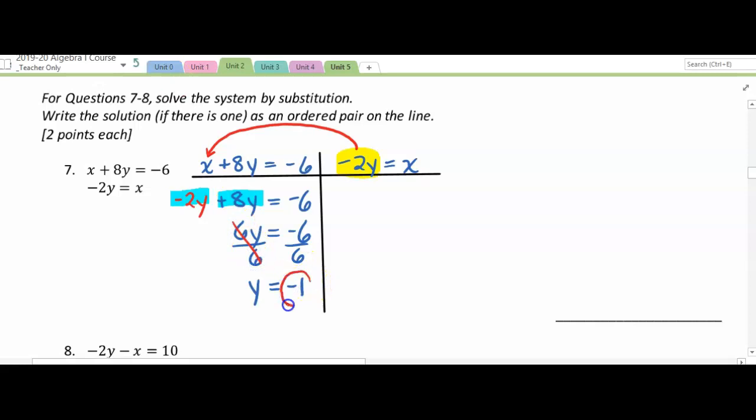I'm going to take this answer and substitute it back on the other side. Negative 2 times y equals x. But what am I substituting? Negative 1. Negative 2 times negative 1 is positive 2. So now I have my ordered pair. x is 2, y is negative 1.